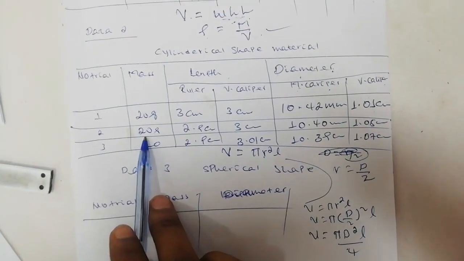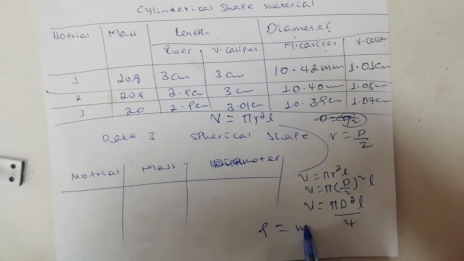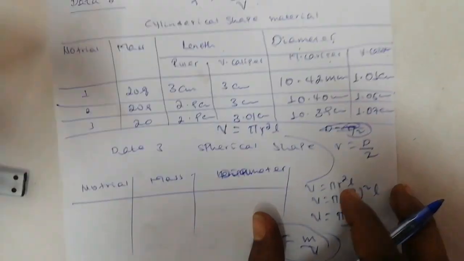From this data, we have the mass. Mass is constant. From this expression, the density is equal to mass over volume. Simply, you can get the volume. The third one is for the spherical shapes.